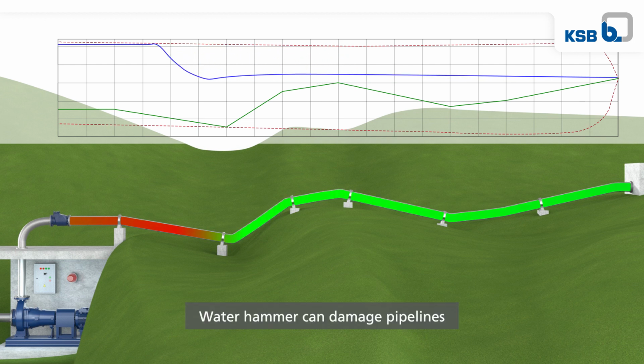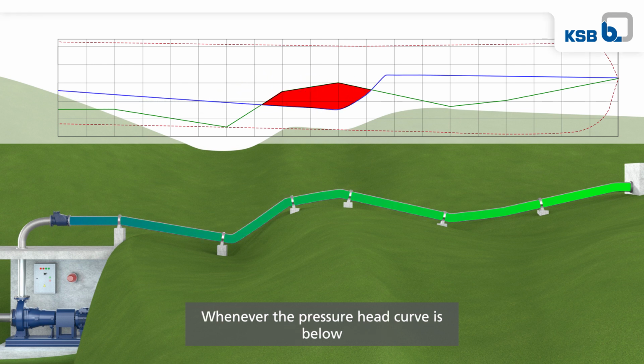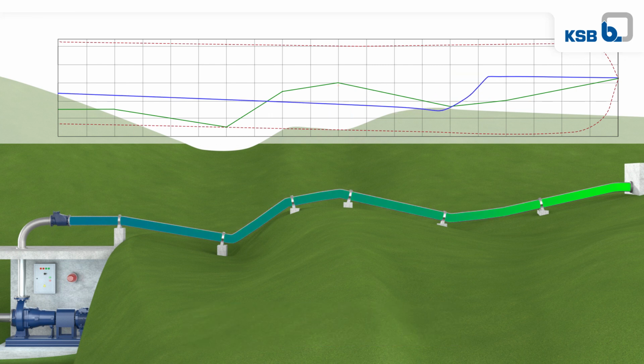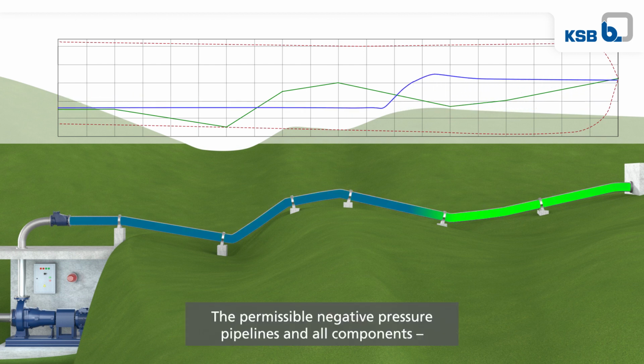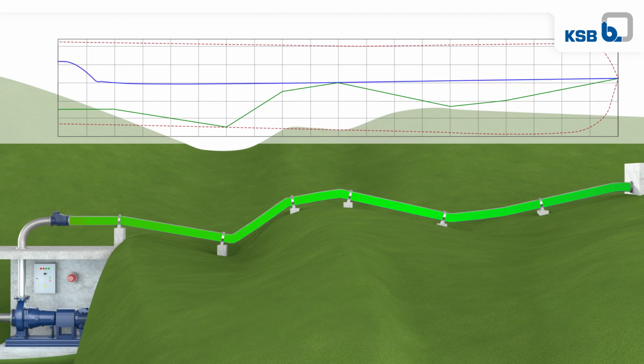Water hammer can damage pipelines both through positive pressure peaks and negative pressure. Whenever the pressure head curve is below the geodetic head of the pipeline, negative pressure is present. In this example, the highest negative pressure occurs at the high point in the middle of the pipeline section. The permissible negative pressure pipelines and all components, such as valves and sealing elements, can cope with is limited.